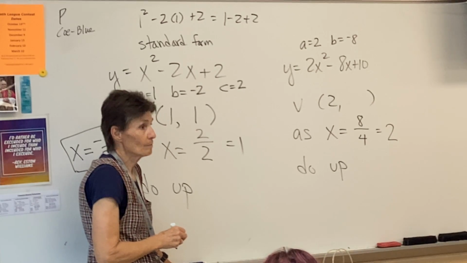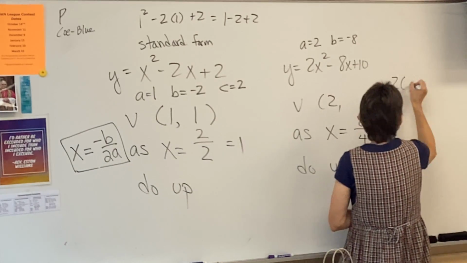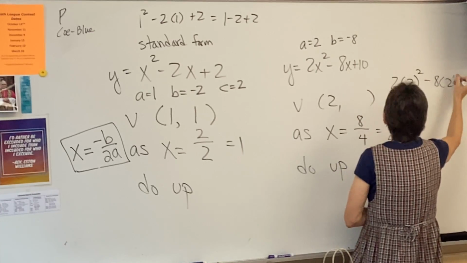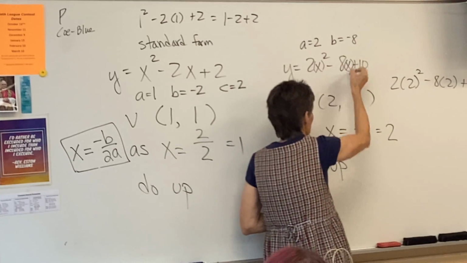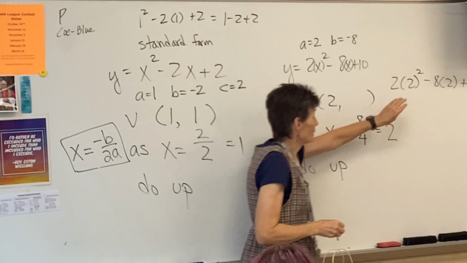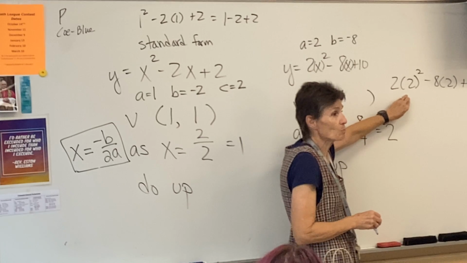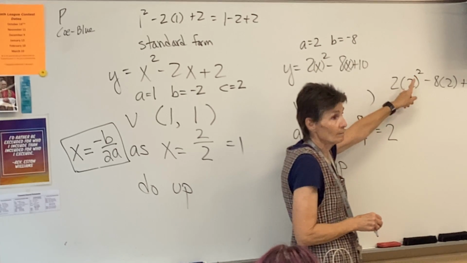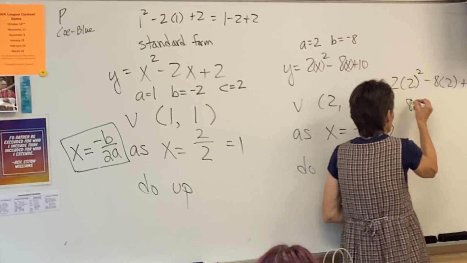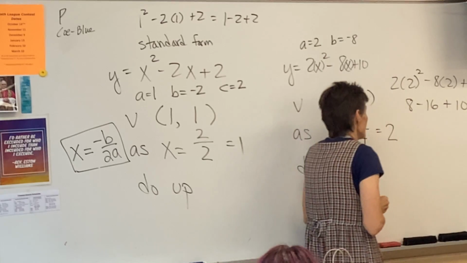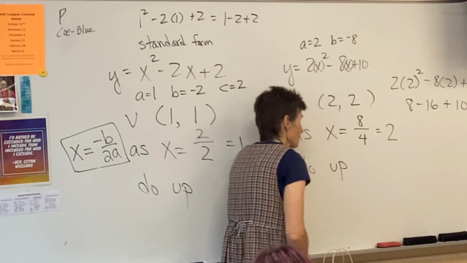And then what do I do? Plug the 2 in, and this is where you've just got to be careful, because when you plug 2 in, I took out the x's and put in 2's. What's this equal? Because what do I do first? Square. PEMDAS, exponent. So this is 4 times 2, that's 8, minus 16 plus 10, so that works out to be 2. They don't always match.